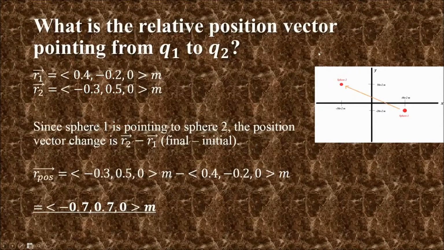Alright, so this is the solution to part B. What is the relative position vector pointing from Q1 to Q2? Well, we were given the position of Q1 in the problem statement, and the position of Q2 as well. Since sphere 1 is pointing to sphere 2, the position vector change is just the position of sphere 2 subtracted from the position of sphere 1. I like to think of it as final minus initial. So we subtract the i hat components of the two positions and the j hat components of the two positions to obtain this final position vector of negative 0.7 i hat plus 0.7 j hat plus 0 k hat meters.